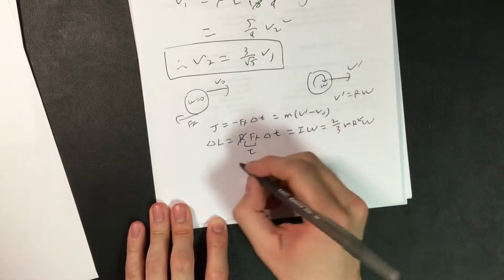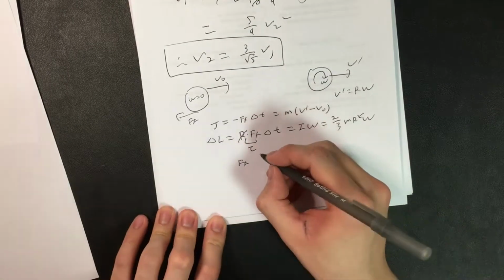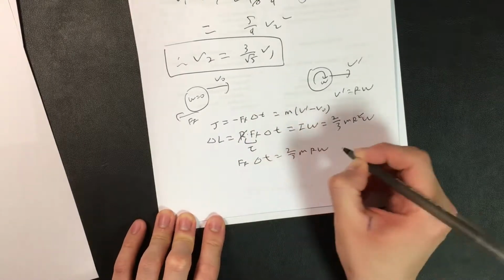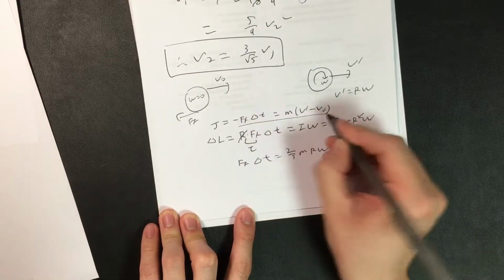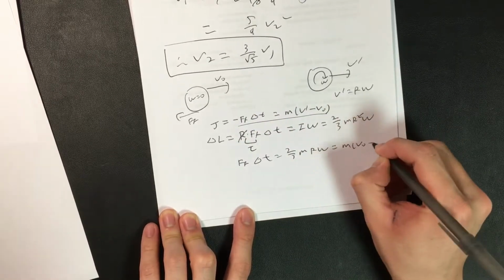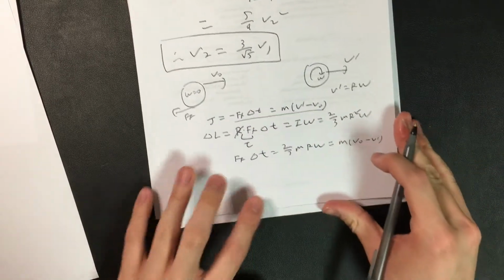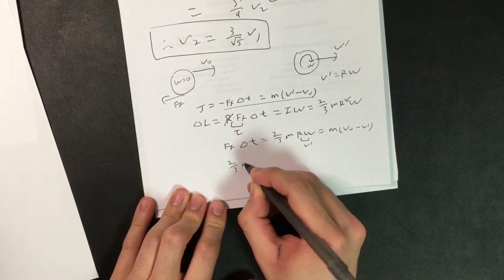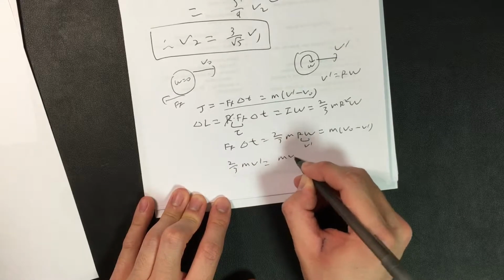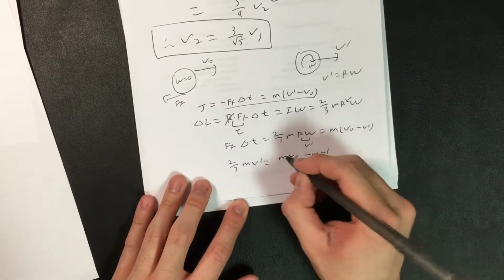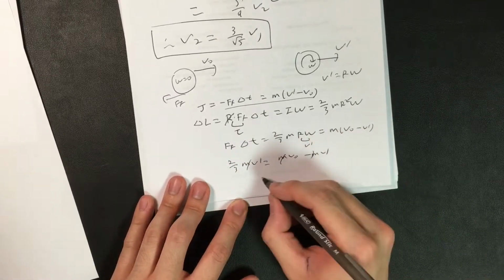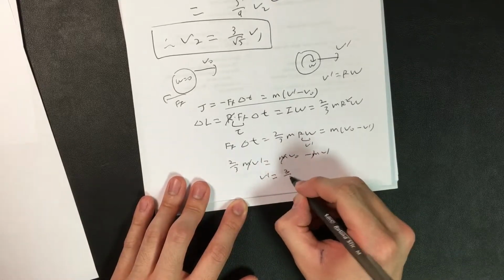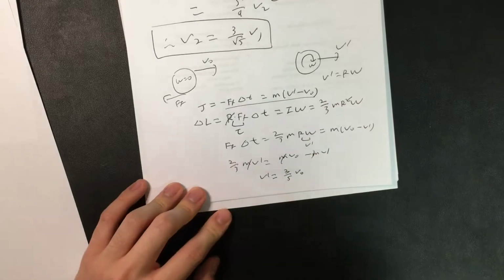Canceling off the r term, I get force of friction times delta t as 2/3 mr omega, which from this relation equals m v naught minus v prime. Since r omega equals v prime, I get 2/3 mv prime equals mv naught minus mv prime. And therefore, solving for v prime, I get v prime equals 3/5 v naught.